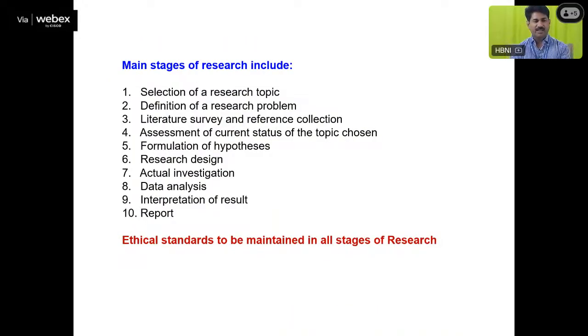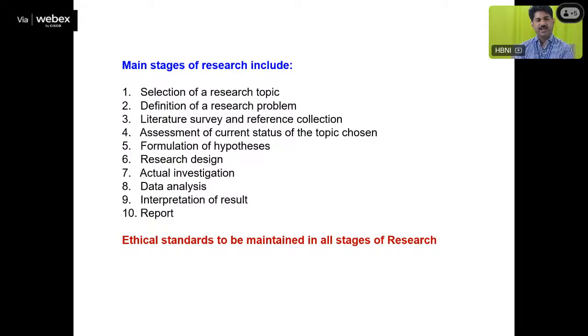Next, here I have just mentioned a few of the things. Any type of research we conduct involves various steps. Here I have mentioned a few of the steps included in research. At the end, I have written that ethical standards are to be maintained in all stages of research. So here I'll mention the steps involved in any type of research.